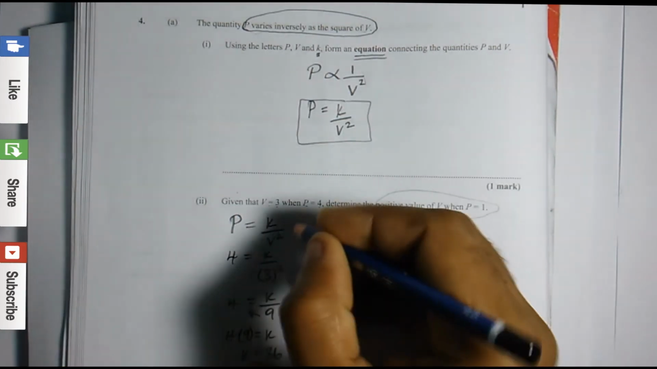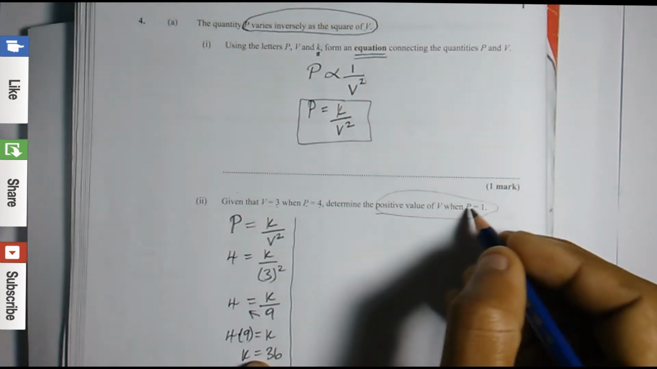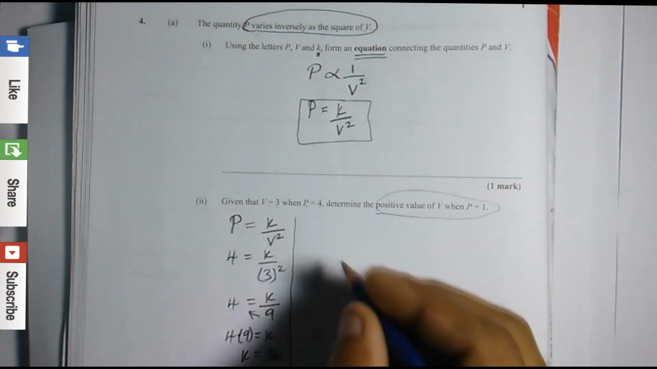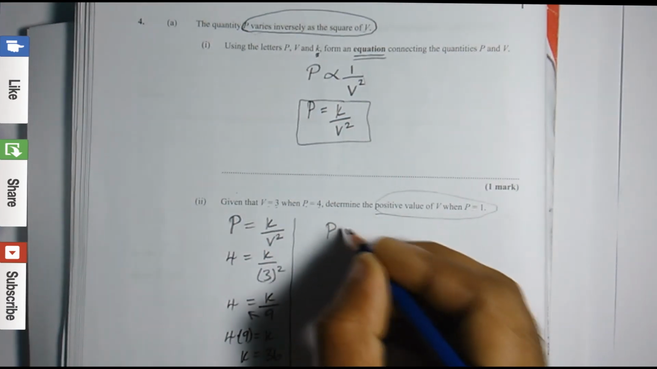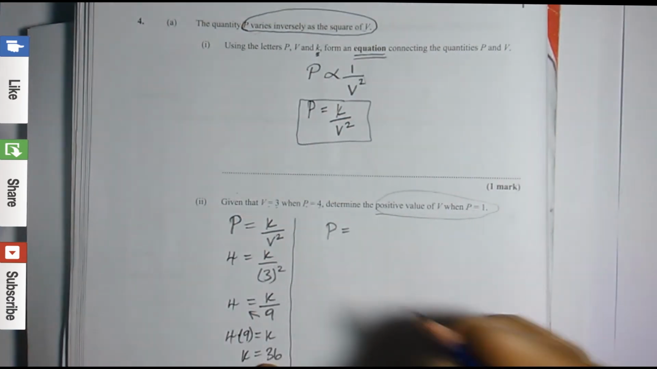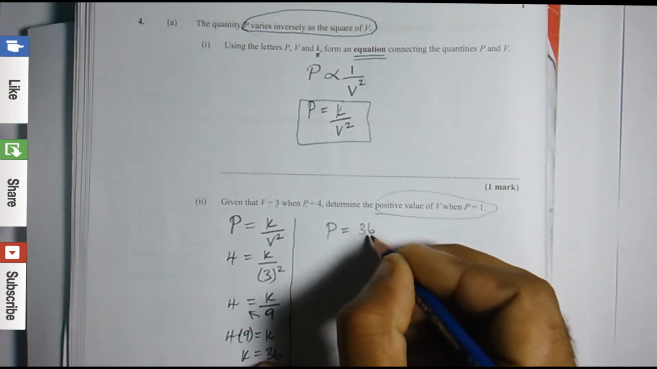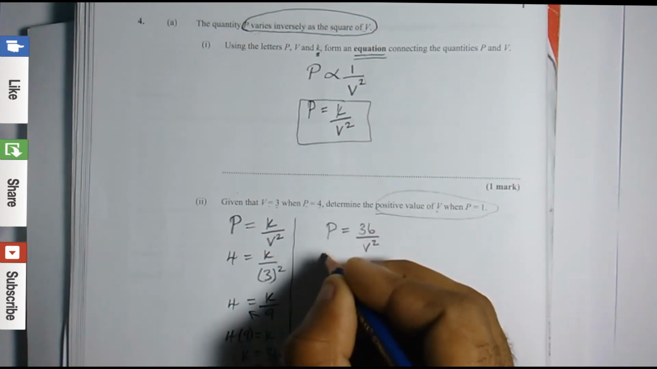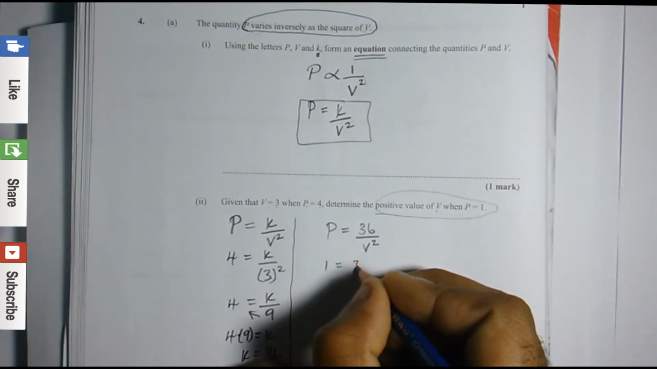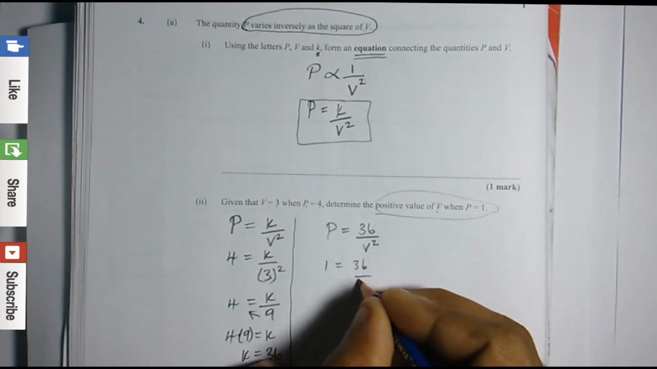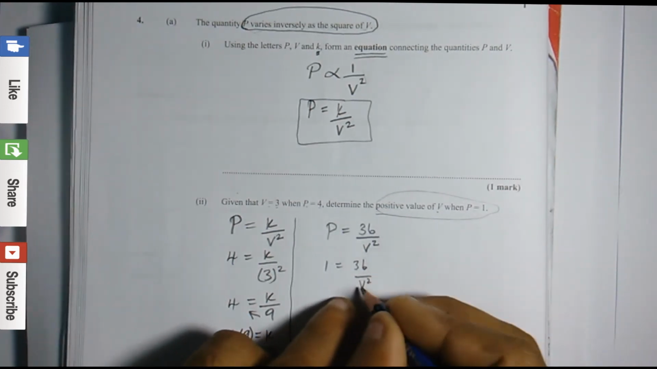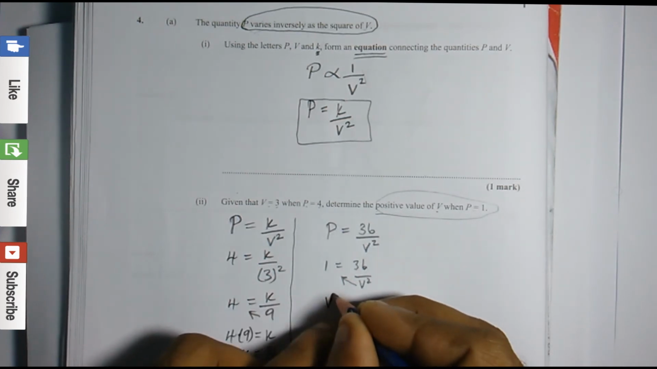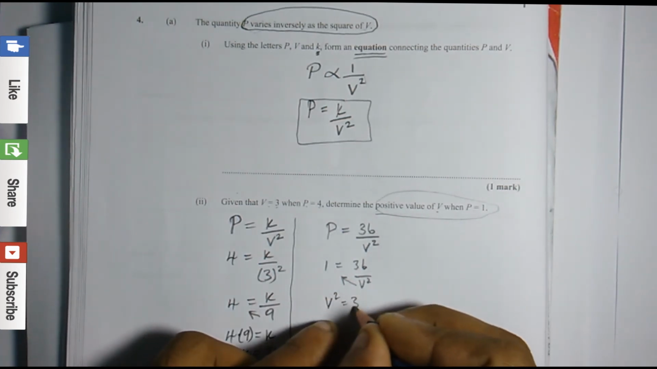Now, using this constant value, we're going to determine the value of V when P equals 1. So I'm going to use the same equation. P is equal to, remember the constant is 36, so it's going to be 36 over V squared. Now, find V when P equals 1. So 1 is equal to 36 over V squared. Remember, we need to find V. Cross multiply the V squared. We have V squared times 1, which is just V squared, equal to 36.